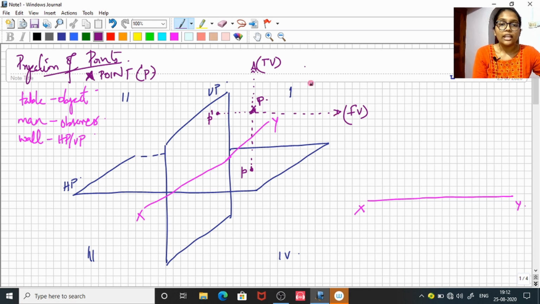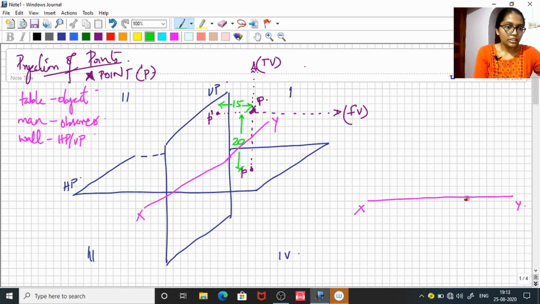Now we have to coordinate these two views and they should be represented with respect to this XY line. So what is the criteria? First of all, definitely there will be a dimension saying about the position of P, isn't it? That is, P is located 20 millimeter above the HP and P is located 15 millimeter in front of VP. Such kind of dimensions will be given.